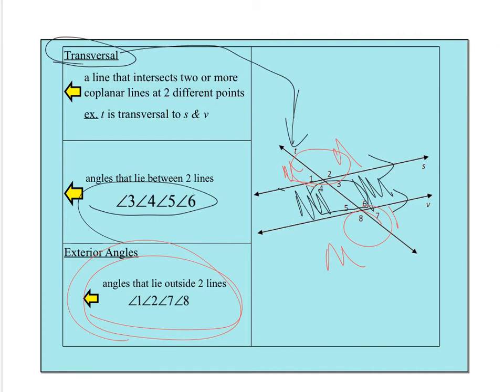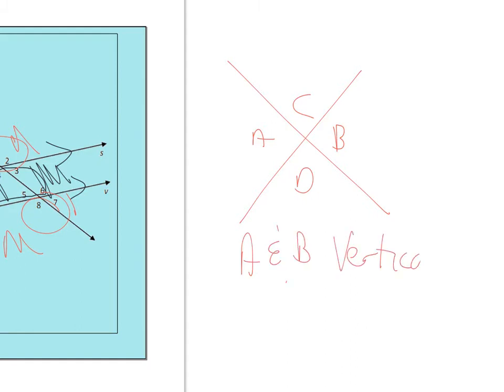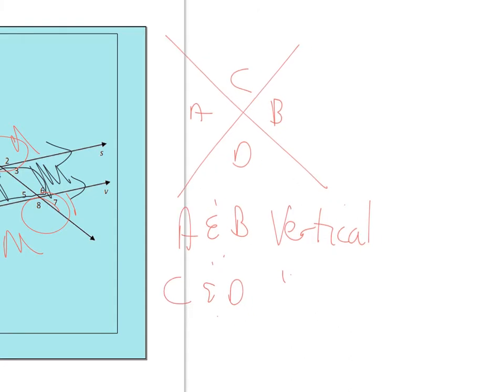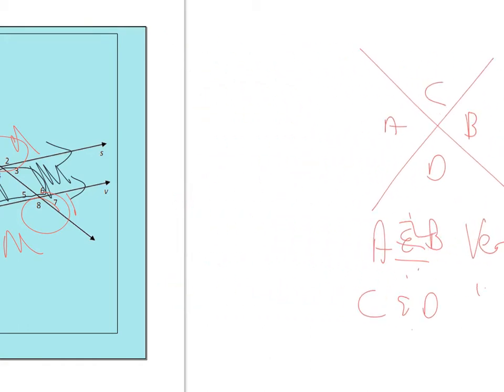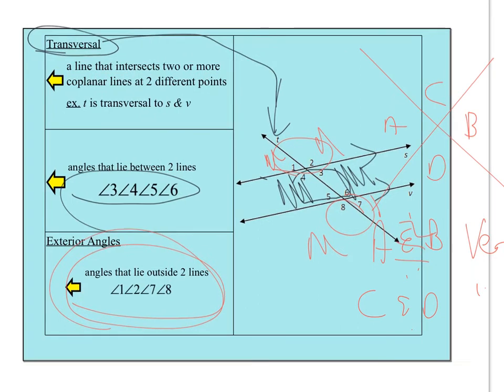Now these angles have very specific relationships. But before I get into that, let's do a quick review. A and B are vertical, as are C and D. That means they're going to be congruent. A and C are going to be a linear pair, which means they add up to 180 degrees. That part doesn't change or go away. Now I'm just adding a little bit more to it, so bear that in mind.